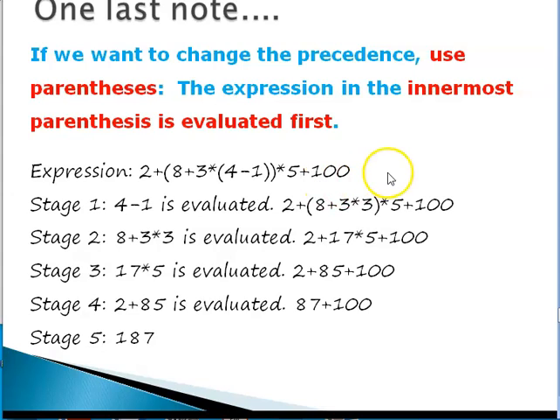It takes a little bit of practice and getting used to these expressions. But as we go along, I am sure you will pick it up.